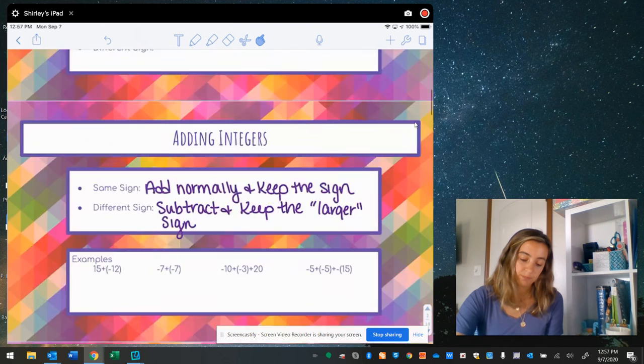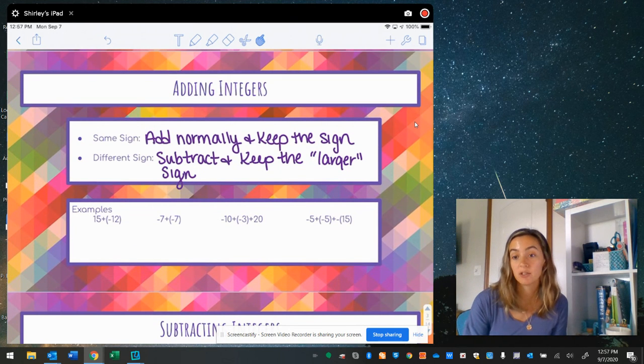So to begin, we have our rules for adding integers. If your sign is the same, you want to add your numbers normally and then keep the sign. So if you're adding two positive numbers, the answer is going to be positive. If you're adding two negative numbers, the answer is going to be negative. If your sign is different, you want to subtract and keep the larger sign.